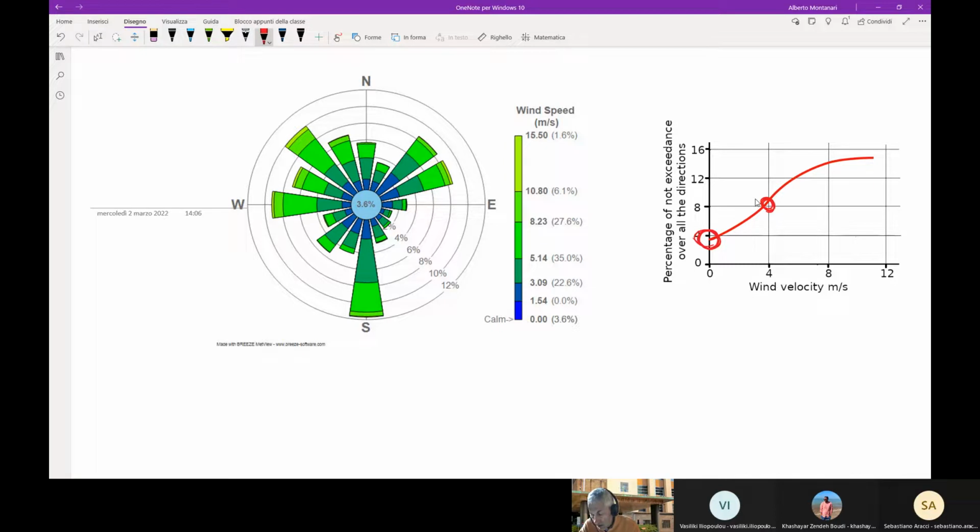And we find this point. If we go to 12 meters per second, which is the dark green, we said before that we are around 15.7%. So this is the last point. So this is a distribution of frequency. Frequency of what? Frequency of not exceedance of the wind velocity. And it's a distribution of frequency, it's a distribution of probability, because, as I said, frequency gives an idea of the probability of something happening.